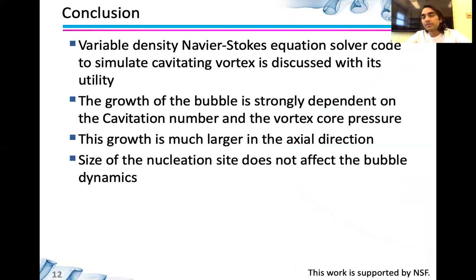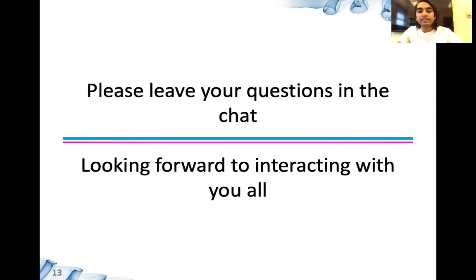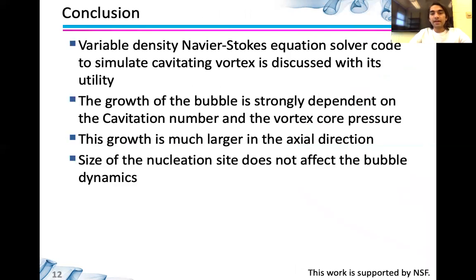So to conclude, variable density Navier-Stokes equations are solved to model tip vortex cavitation. The growth of the bubble is strongly dependent on the cavitation number and the vortex core pressure. This growth that we get is actually much larger in the axial direction, whereas in the radial direction it oscillates. And the size of the nucleation site actually does not affect the bubble dynamics that we are studying.